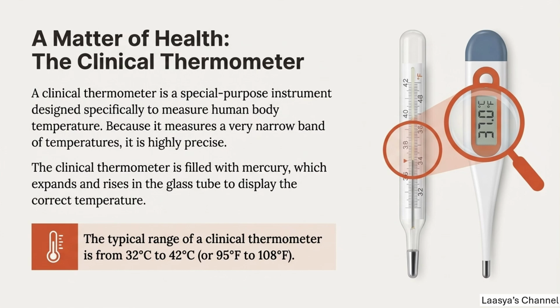When you go to the hospital, they will put the clinical thermometer in your mouth or arm. If your body is hot, the mercury will expand. It will show very clearly how much temperature is in your body. The typical range of a clinical thermometer is from 32 degrees to 42 degrees Celsius. In Fahrenheit, you can say 95 degrees Fahrenheit to 108 degrees Fahrenheit. Understood, children?